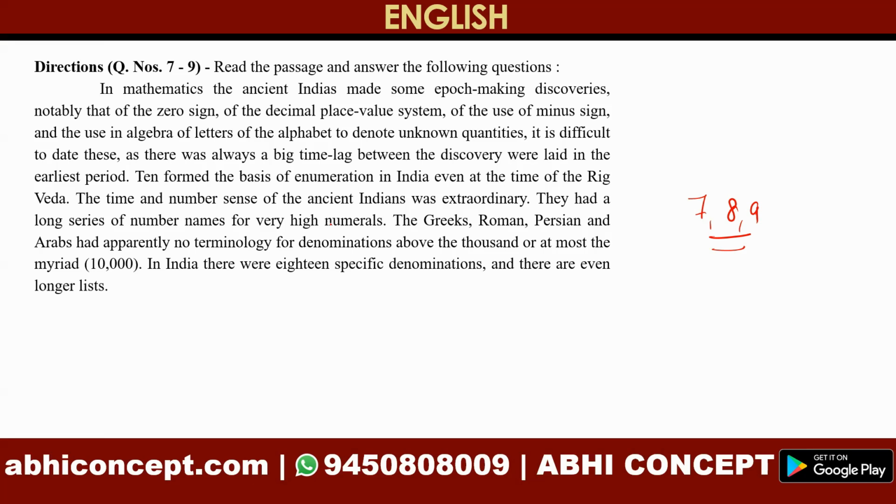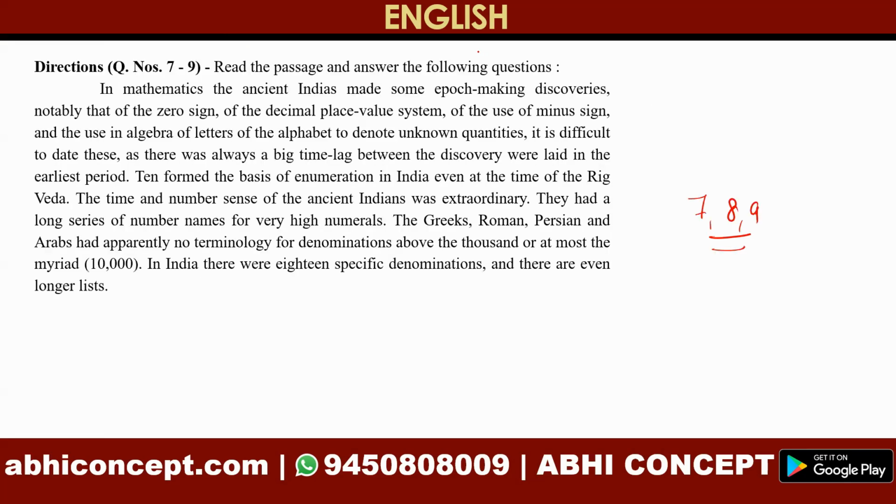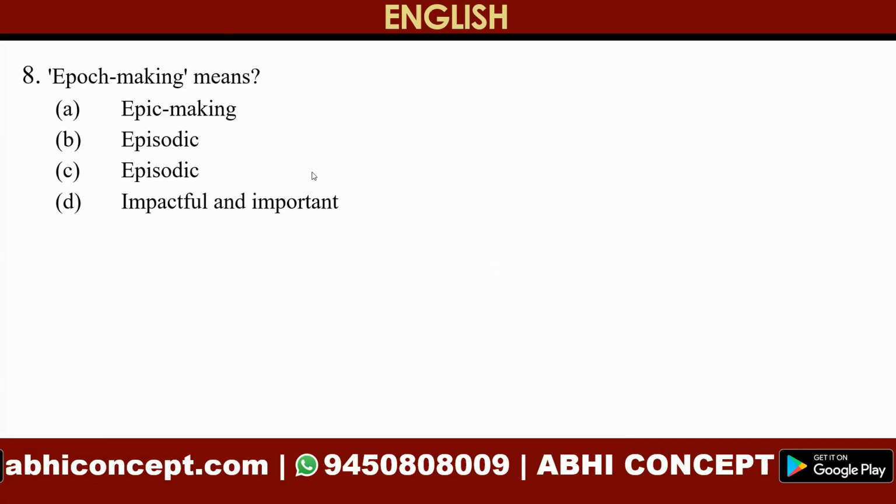Wait a minute. Yeah. First question is, why is it not possible to date the significant discoveries? क्यों possible नहीं है? Because there was a big time lag between discovery and its practical application, but it is clear that the beginning of the arithmetic, algebra and geometry were laid in the earliest period. यहाँ पे इसका आंसर है. It is difficult to date those as there was a big time lag between the discovery and its practical application, but it is clear that the beginnings were laid down in the earliest period. Okay, so the C option is the right option.